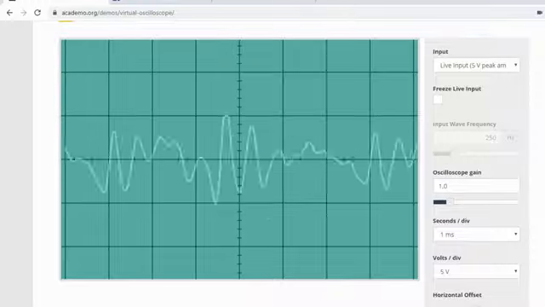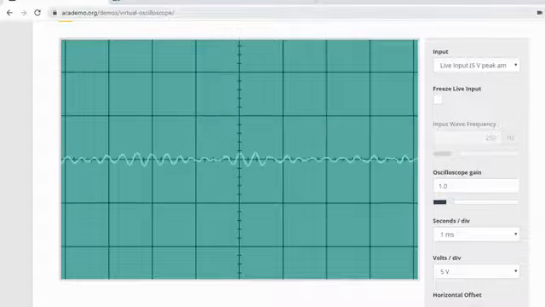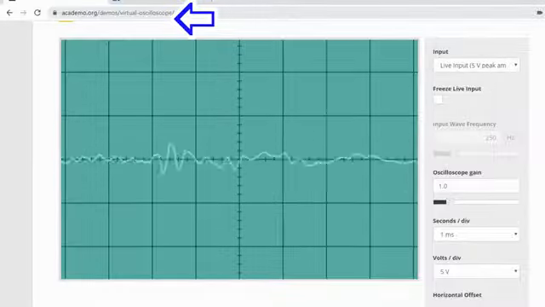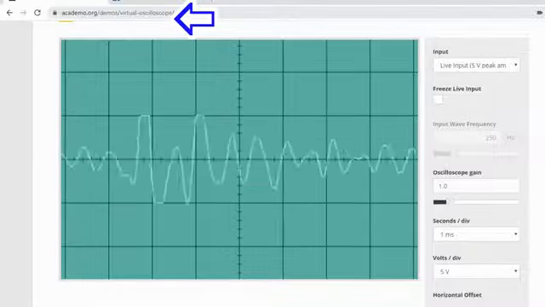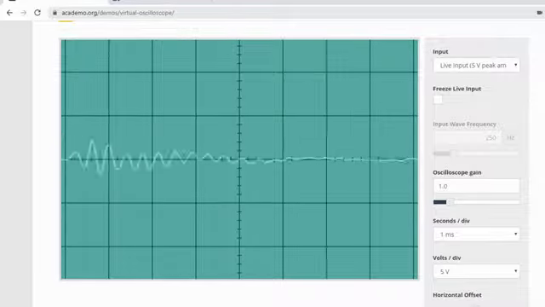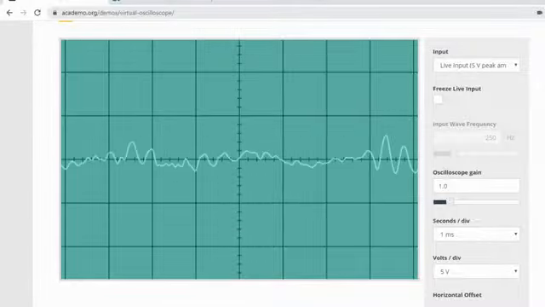Okay, NSC 200 students, I am on this website that you can see here in the address bar. When I open up this website and talk into my computer microphone, what I am seeing displayed is a representation of the sound waves that my voice is producing. Isn't that cool? You should see this when you open this particular website.